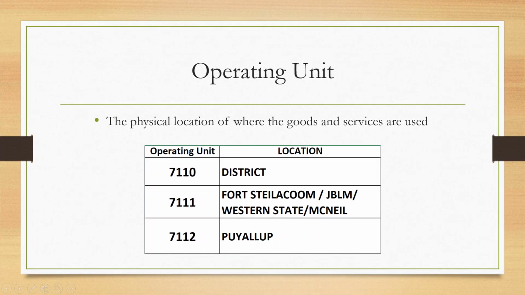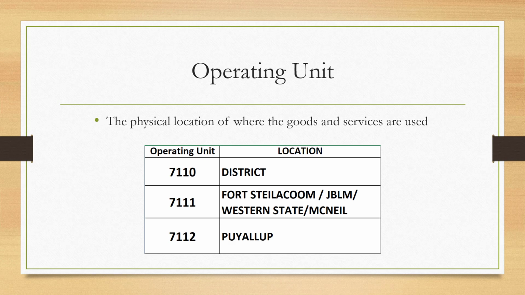The operating unit, abbreviated OU, represents the physical location of where a good or service is used to the best of your knowledge. The value of the operating unit is that it allows budget analysts to see how and where money is being spent across the district. We have 3 operating units. 7110 is for the Pierce College District, 7111 is for Fort Steilacoom, JBLM, Western State Hospital, and McNeil Island, and 7112 is for Puyallup.